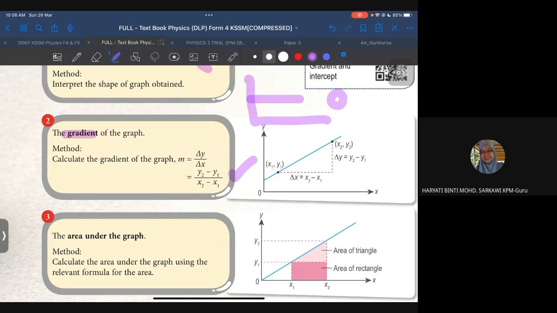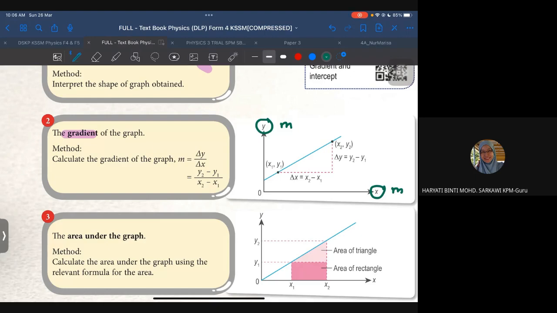In what cases does the gradient have no unit? When the vertical axis and horizontal axis have the same unit. If this is meter, this is also meter, so meter divided by meter will be 1. Understand? So only when the vertical axis and horizontal axis have the same unit, the gradient will have no unit because they cancel. Other than that, the gradient will have a unit.